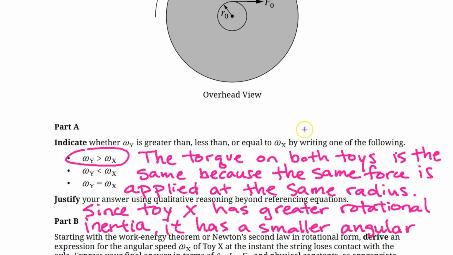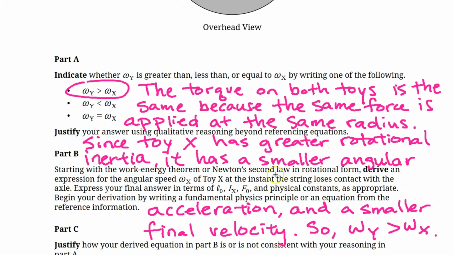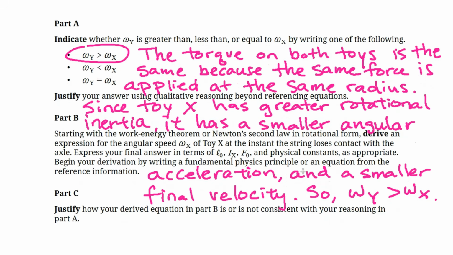So you'll notice that for both toys, the torque on both toys is the same. And we know that because the same force is applied at the same radius. And since toy X has a greater rotational inertia, it's going to have a smaller angular acceleration. We know that because of the rotational version of Newton's second law, that torque is equal to I times the angular acceleration. And so therefore, it's going to have a smaller final velocity. So omega Y will be greater than omega X.